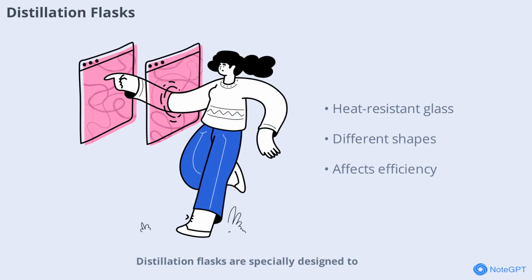Distillation flasks are specially designed to withstand high temperatures and pressure changes. They come in various shapes and sizes, such as round bottom or pear-shaped, each suited for different types of distillation. The choice of flask can affect the efficiency and safety of the process.